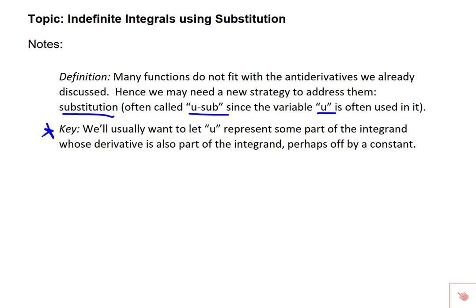Our main key will be this. We'll usually want to let u represent some part of the integrand whose derivative is also part of the integrand, perhaps off by a constant. There is some variation in this, as we'll see. We'll try to include many examples in this video to show some different cases, but generally speaking, this is our go-to as far as knowing what to let u equal for the substitution.